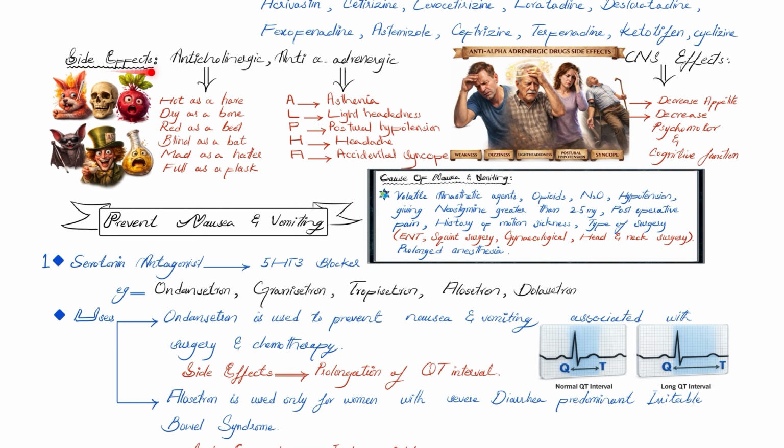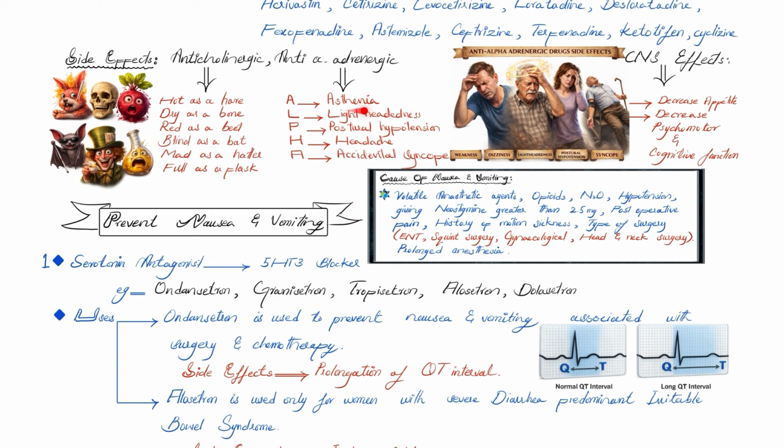Now their side effects: anticholinergic effects, like the patient will be hot as a hare. The patient has dry mucosa and dry skin due to inhibition of sweat glands. The mnemonic is dry as a bone. Due to vasodilation, there is redness of the face and body. This is red as a beet. Blind because of mydriasis, which means dilatation of the pupil. There will be blurred vision. Blind as a bat. Mad, where the patient is confused, agitated, and there is impaired memory. So that is mad as a hatter. And there is urinary retention. So you can remember it as full as a flask. So these are the mnemonics, or this is how you can remember the anticholinergic effects of the antihistamines.